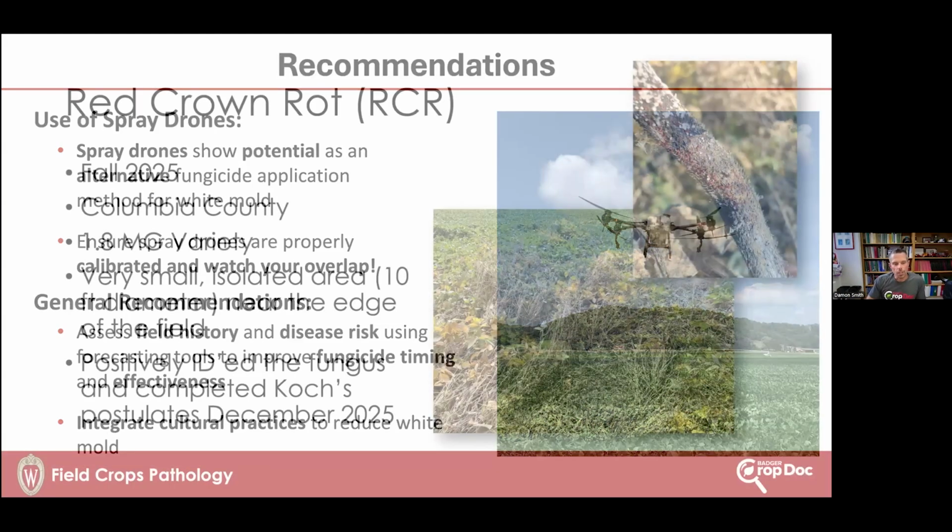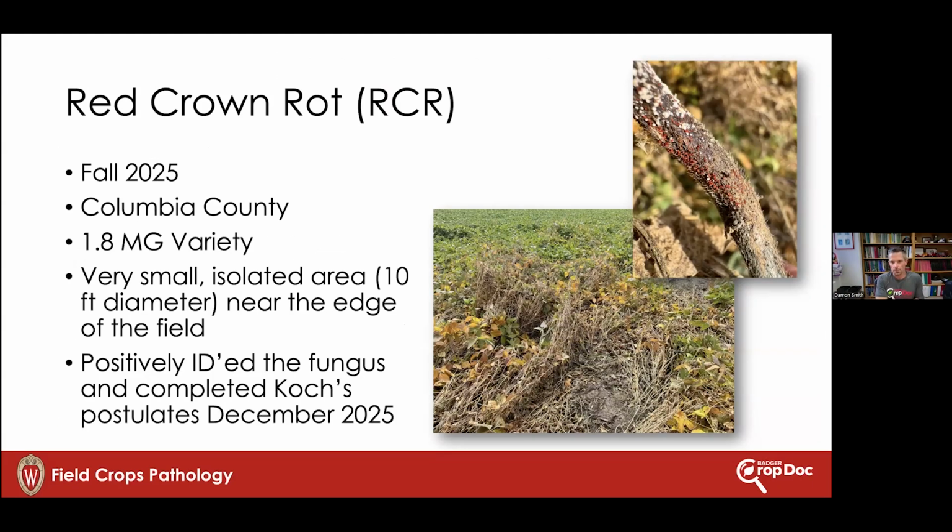Now, just to finish things up, I do want to mention a new disease for us. I did spend some time this winter talking about this. I just want to remind everybody about red crown rot. We had one field in Columbia County in 2025 with about a 10-foot diameter section that did present with red crown rot. We confirmed it in the field, and then spent the fall and all through the winter conducting a series of required diagnostics that we have to do in order to publish what's called a first report. And we did just get that first report accepted, so we're busy trying to get some things online about that.